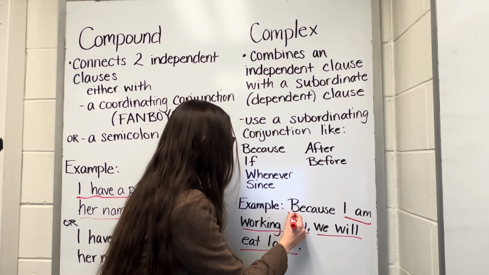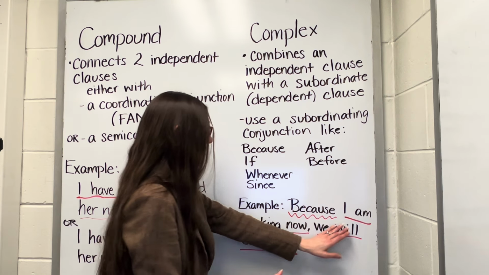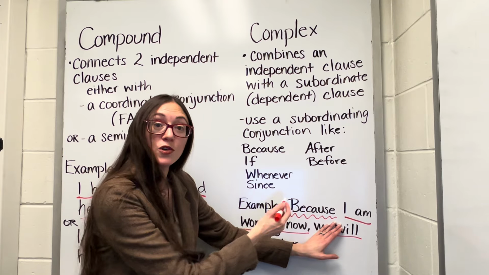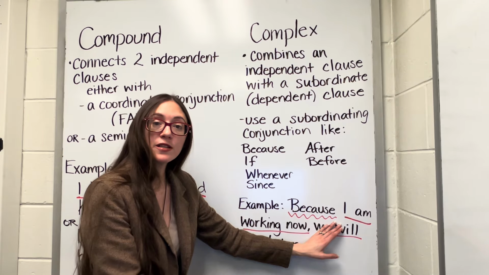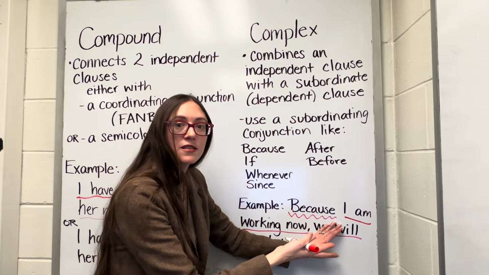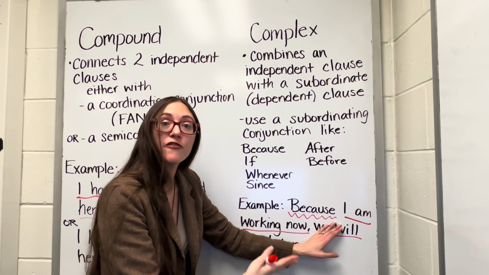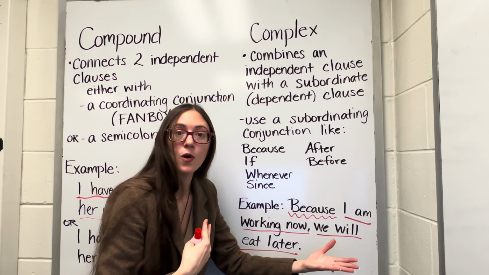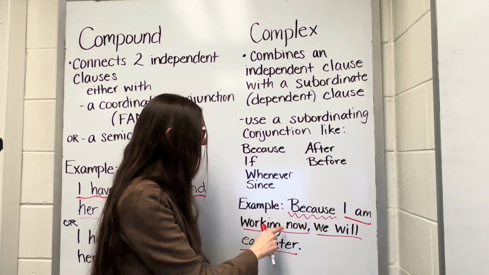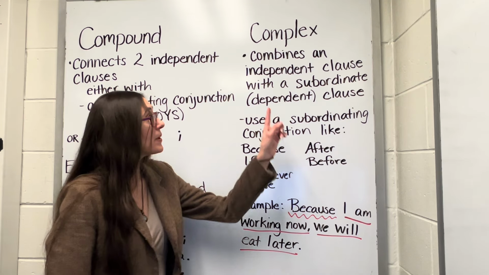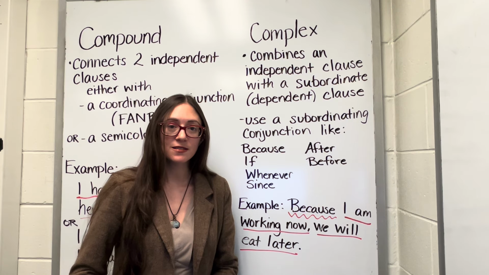So because I am working now, that can't be its own sentence, because we have this word because in there, which indicates to us, because I'm working now, something else has to happen. What is the effect? So I'm working now, so what? So we have because I'm working now, comma, we will eat later. And that makes it into a complex sentence.